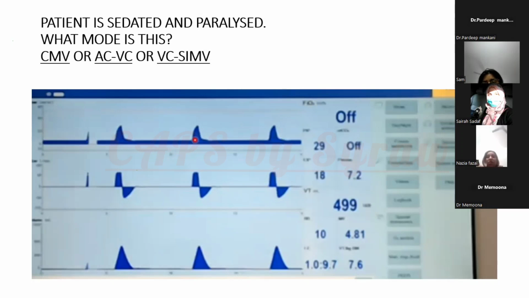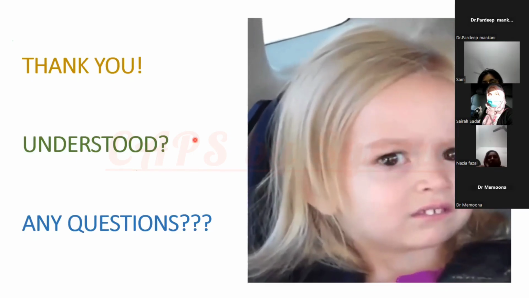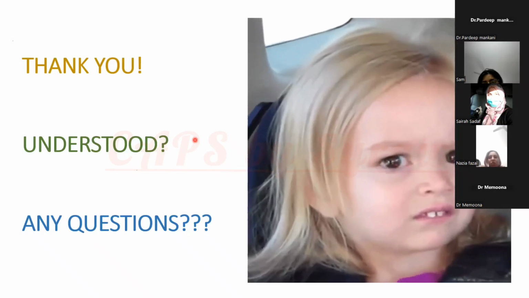So the crux of this slide or this scenario is that if the patient is sedated and paralyzed, all these three modes will look similar. I'm sorry that all of your answers are wrong. I would like to thank you for your attention, and I hope this is not the reaction that I'm getting.